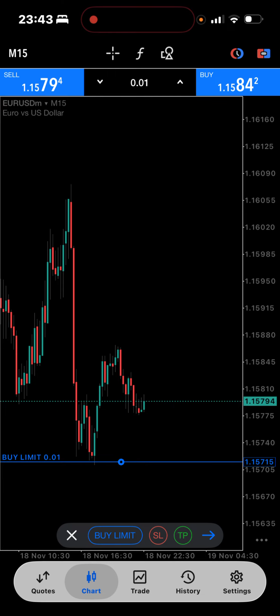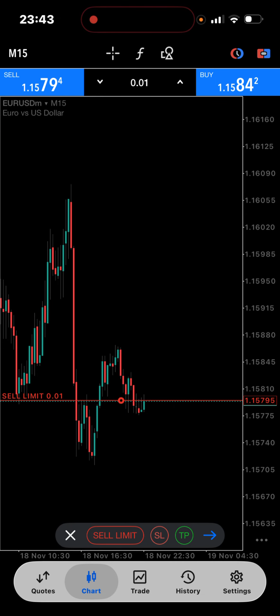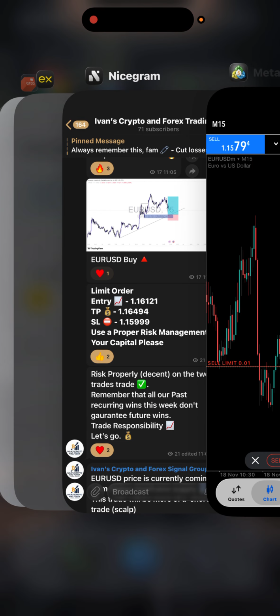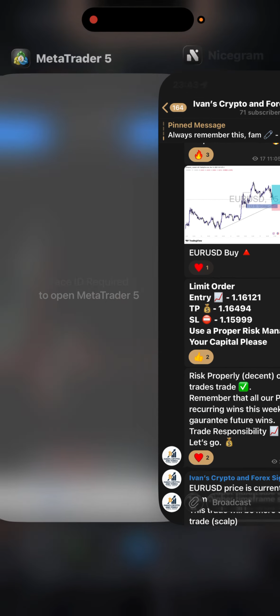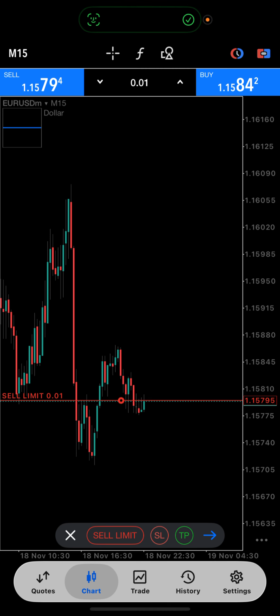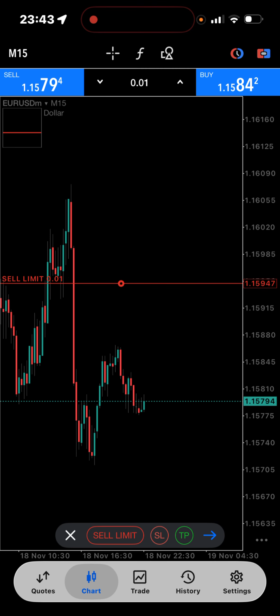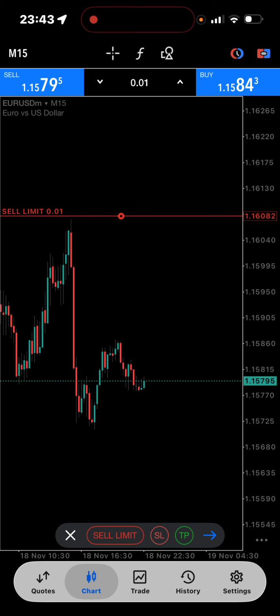So now when I say buy limit, you can see the price of Euro dollar now is 1.15795, so it's currently lower than this 1.16121. So that means that if I put on 1.16121, look at where 1.16121 is.